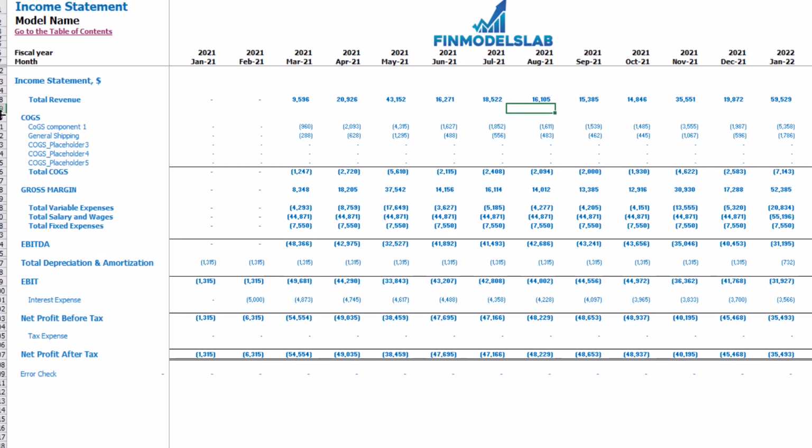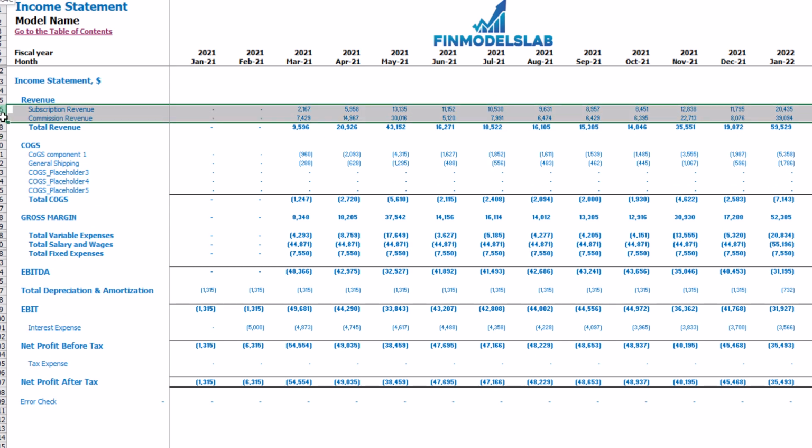And finally, in the income statement, in the total revenue section, you may see the subscription revenue amount by months and commission revenue amount by months.